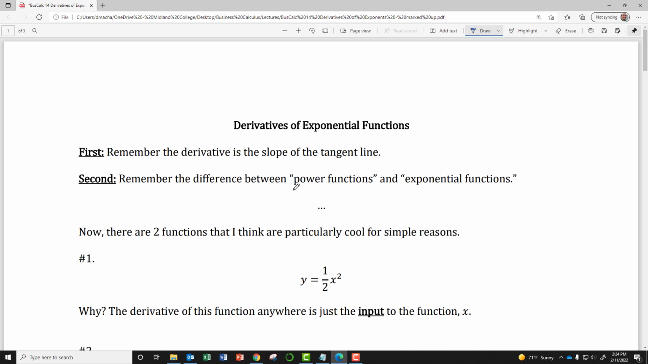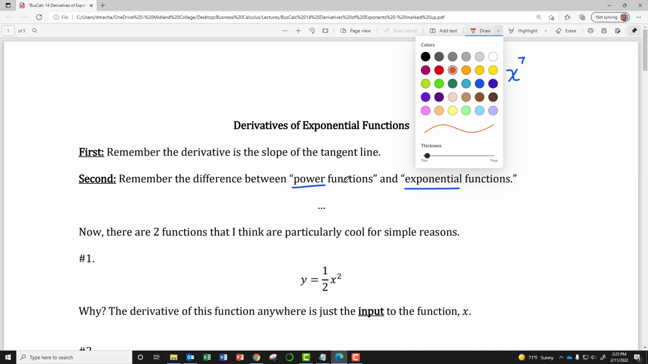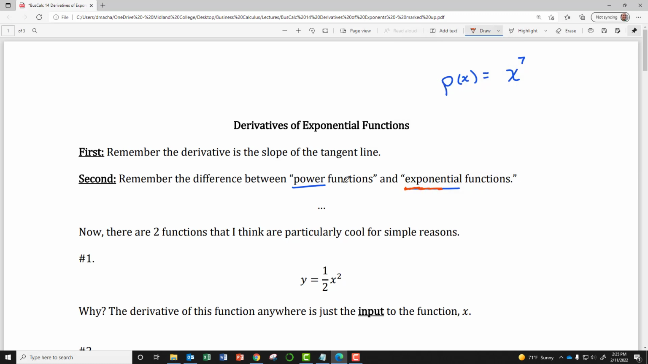Second, remember that there's a difference between what we call power functions and what we call exponential functions. For example, we might call p of x a power function if it's like x raised to some power, like x to the 7th is just one example of a power function you could come up with. And an exponential function, that means something different.